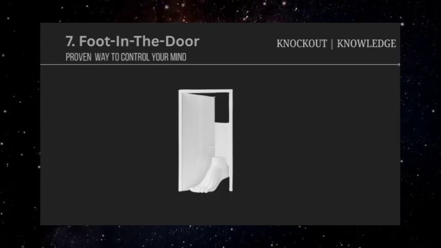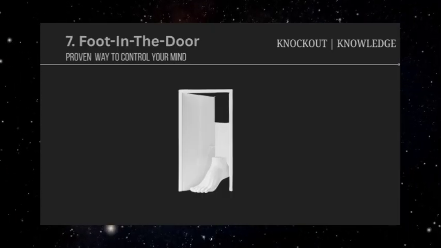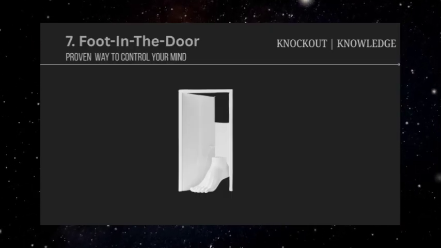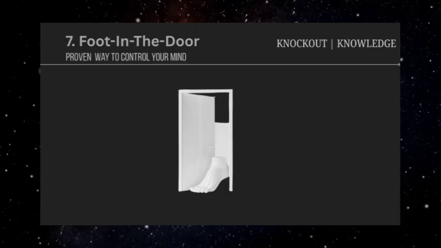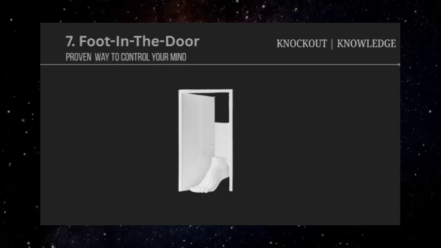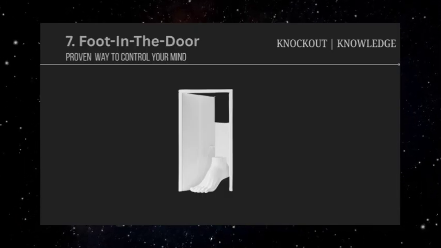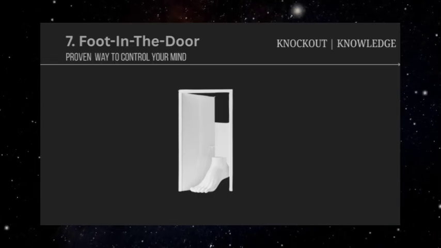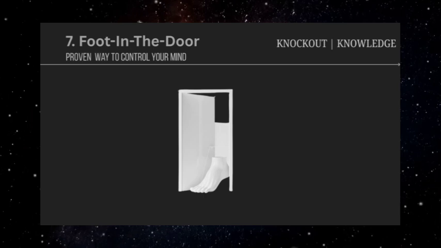The process is usually so gradual that the target doesn't notice how far they've moved from their original boundaries. Each step feels like a small extension of what they've already agreed to, rather than a significant new commitment. By the time they realize how much they've agreed to, they've already invested enough time, energy, or resources that backing out feels wasteful or embarrassing.